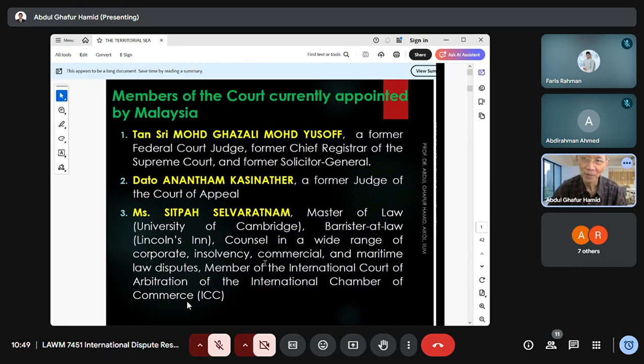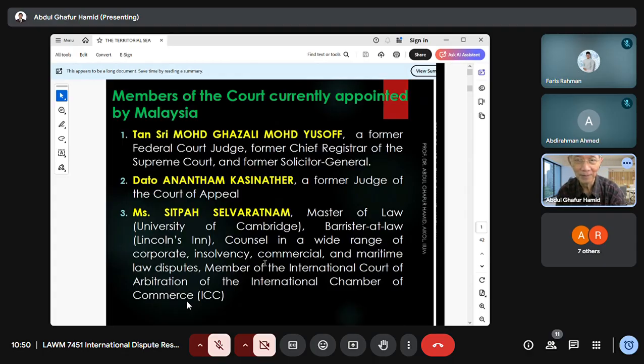Now, who are the members of the court, the PCA, appointed by Malaysia? Malaysia currently has three members in the list. You can visit the website of the PCA, and it is currently in the list. Malaysia appointed three members of the court, or three potential arbitrators.